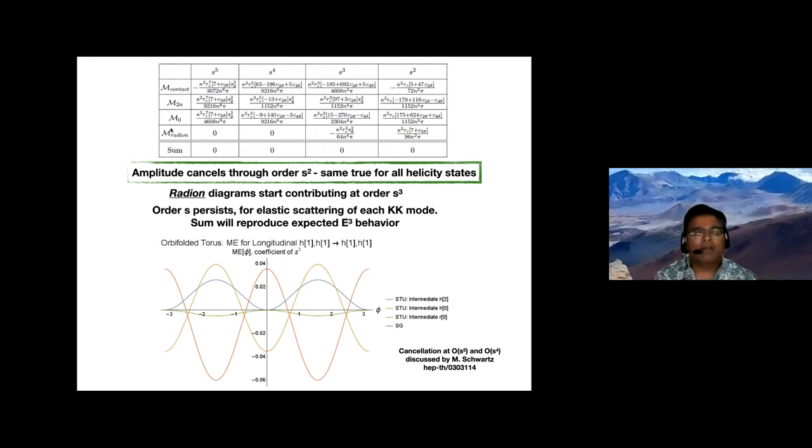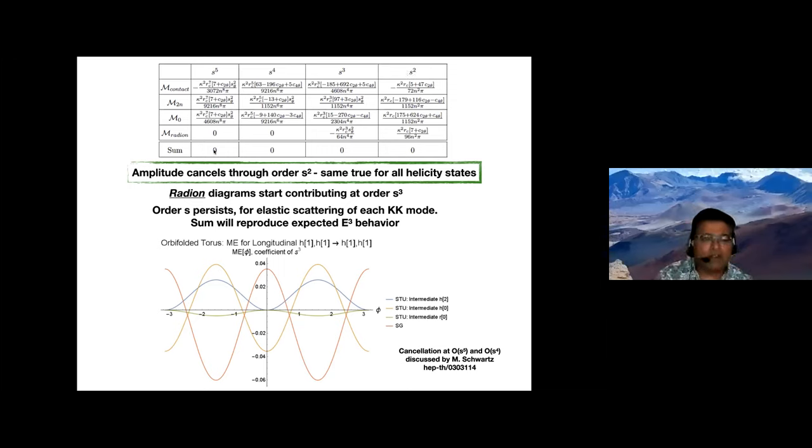Here's the contribution to the matrix element coming from the four-point interaction. Here's the contribution coming from the exchange of states at level 2n. Here's the contribution coming from the massless graviton. Here's the contribution coming from the radion. We've expanded these matrix elements in leading powers of energy. So we have an energy to the 10th term, an energy to the 8th, an energy to the 6th, and energy to the fourth.